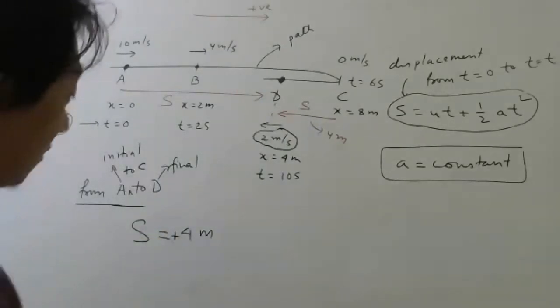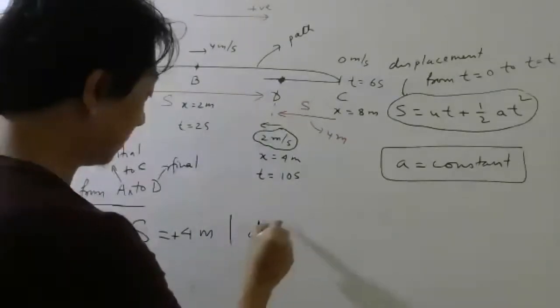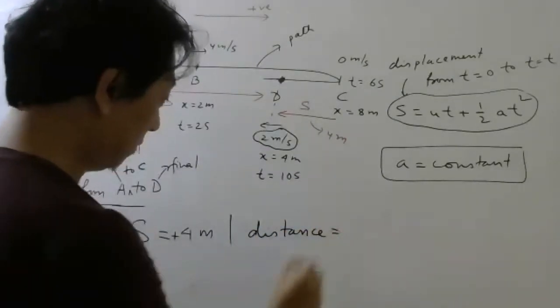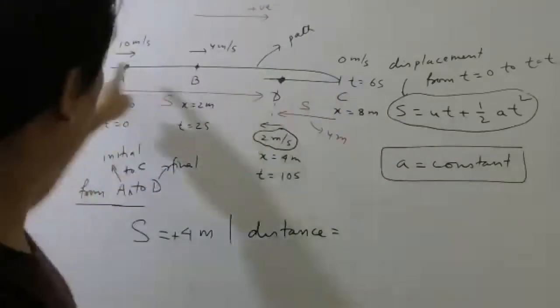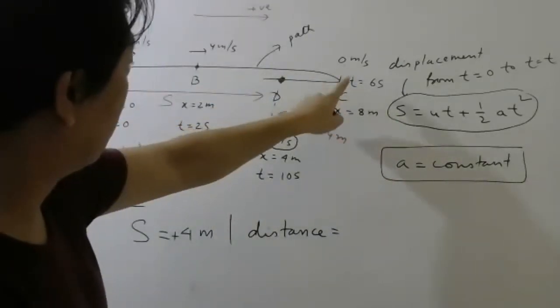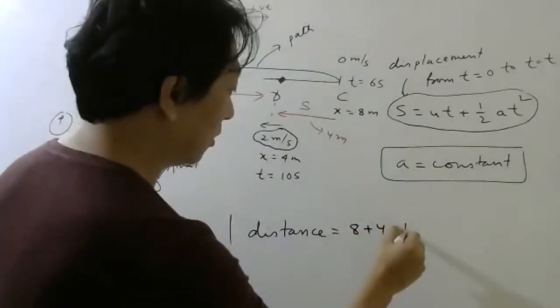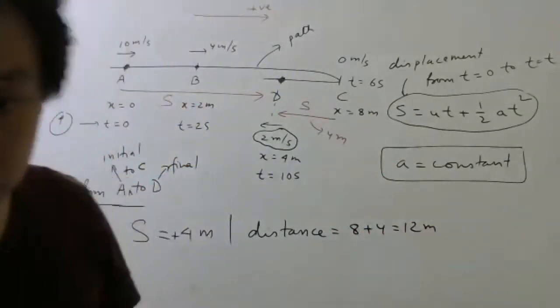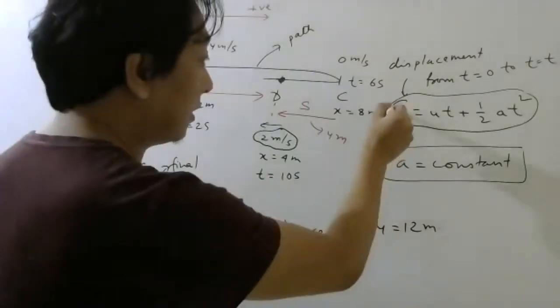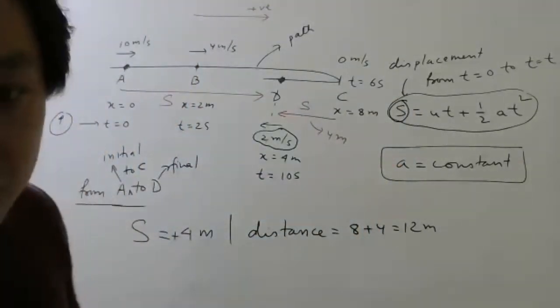Okay, if they ask distance, from here to here it is 8, from here to here it is 4. So it will be 8 plus 4, 12 meter. But be careful, this is displacement, not distance.